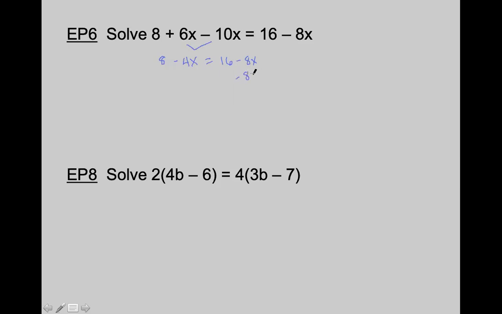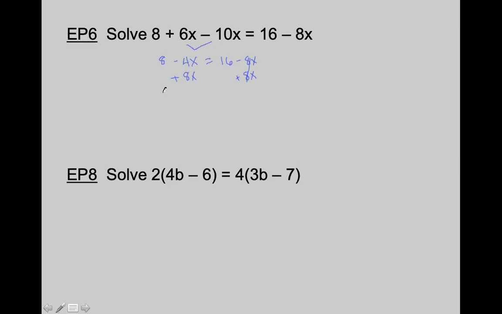Be very careful that you bring the variables with you. If you leave off the x, you're going to think, oh, I combine it with this 8. But that would be incorrect. And again, this is negative, so I should be adding 8x to both sides. And I'm going to add 8x right below the 4x, because those are like terms.